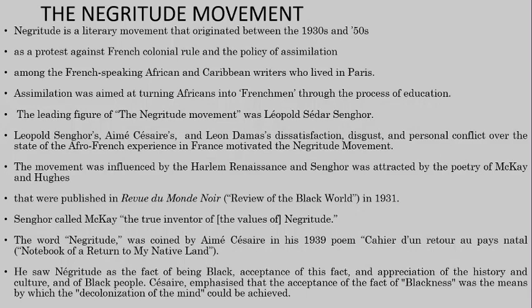The word negritude was coined by Aimé Césaire in his 1939 poem Notebook of a Return to My Native Land. He saw negritude as the fact of being black, acceptance of this fact, and appreciation of the history and culture of black people. Césaire emphasized that the acceptance of the fact of blackness was the means by which the decolonization of the mind could be achieved.